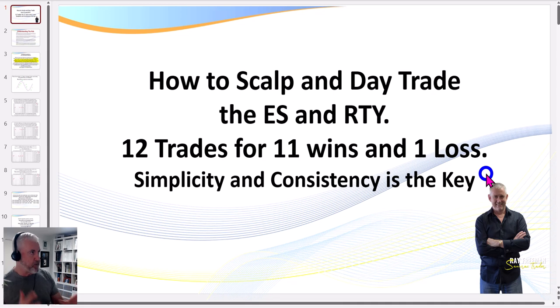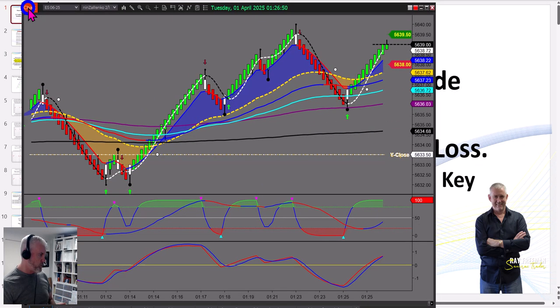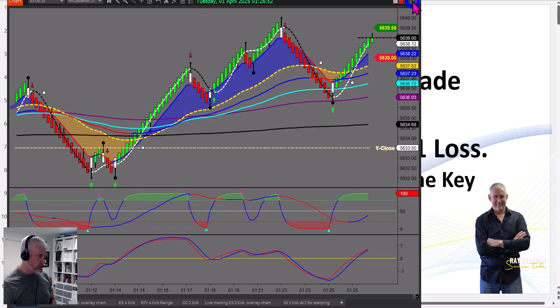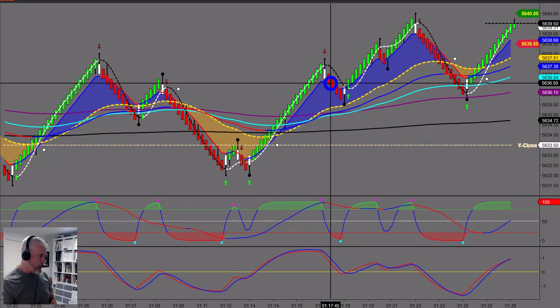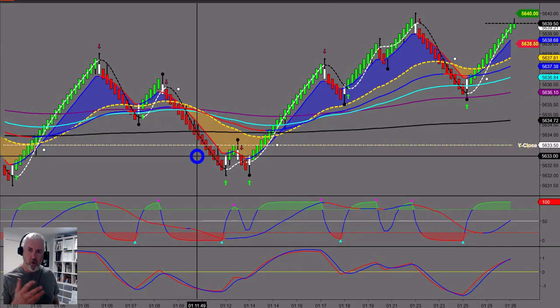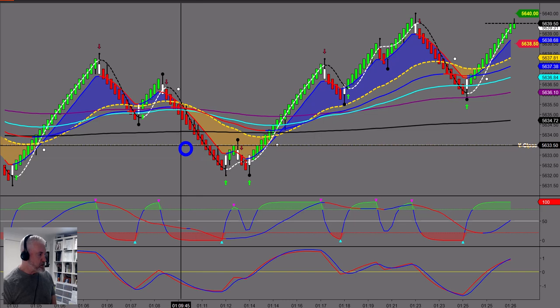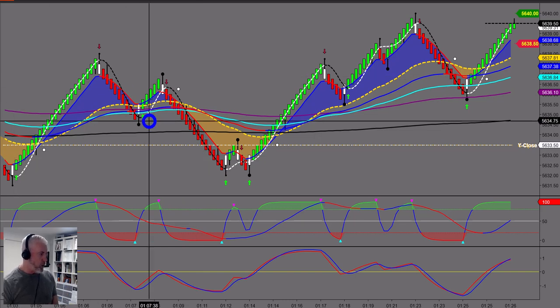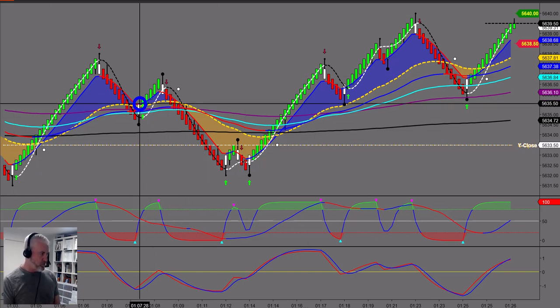I'm just looking at the ES right now. In fact, let me just pull this down for you. Okay, so I'll pull this down. So what can we see right here in front of us? Well, what we can see is the flow of the river, if you like, or the tide.